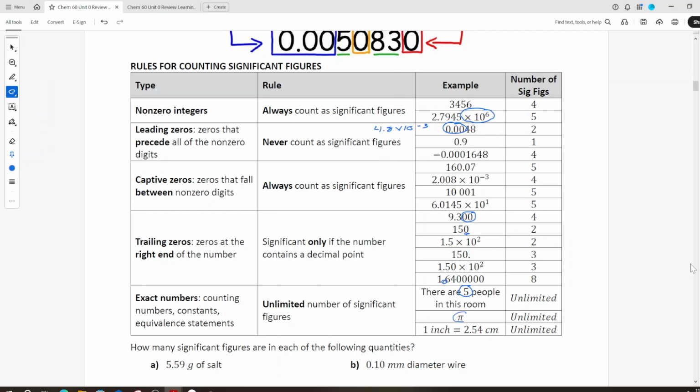Same with a number like pi. Pi is an irrational number that goes forever, and so it's unlimited, as well as proportions. So if I say that 1 inch is equivalent to 2.54 centimeters, that is an exact measurement, right? 1 inch is 2.54 centimeters, so that would also be unlimited sig figs. There are some proportions where the comparison would be rounded, and then you'd have to count it. But we will just say that if you're ever using a conversion or something along these lines, just don't count the conversion into your sig figs. Go based on the number that you started with.